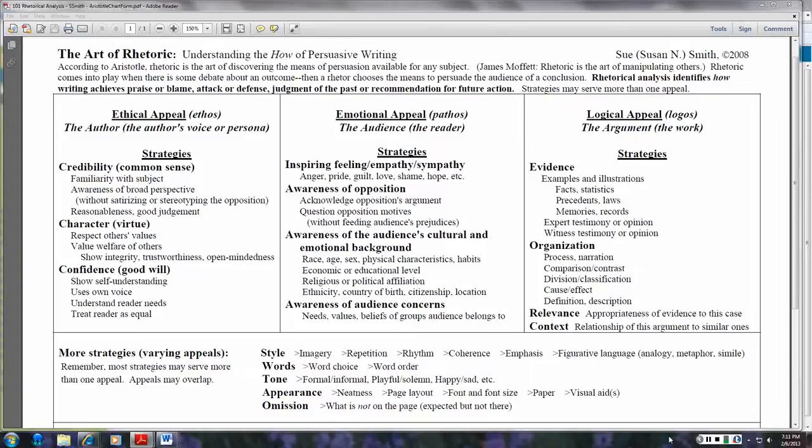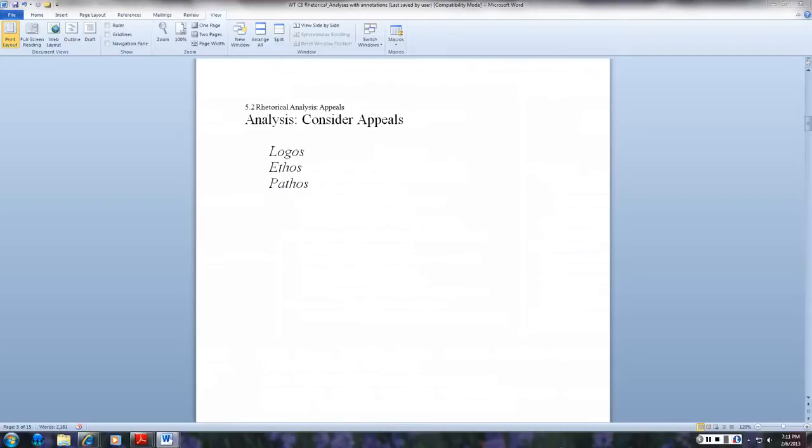Remember as well that the writer or speaker may be appealing through other ways, through style, words, tone, appearance, and omission. Notice that when you analyze a text, your rhetorical analysis, you should address the 3 appeals as central to the text's ability to persuade. However, you may also address other appeals as well. When we are writing rhetorical analysis, we consider logos, ethos, and pathos as the primary appeals that a writer uses in order to convince the audience of the position or the proposal. Consider those as you read.